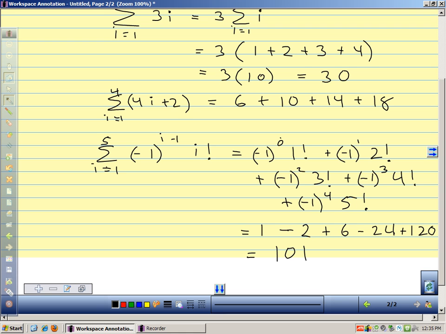Yes? Why did you do 0 for the first one, not 1? Because isn't it i equals 1? I minus 1 to the i minus 1. So if i is 1, 1 minus 1 is 0. Negative 1 to the 0, any number to the 0 power is always 1. Because you plug in 1 for i and 1 minus 1. Oh, right. So I plug in 1 for i here, so my exponent is 0. Does that make sense now? Okay, good. All right, last topic for today.